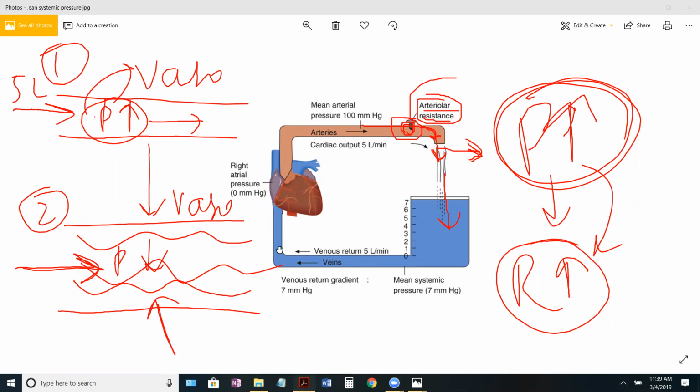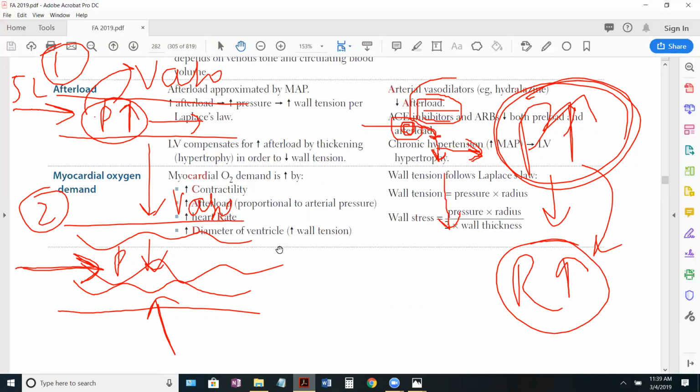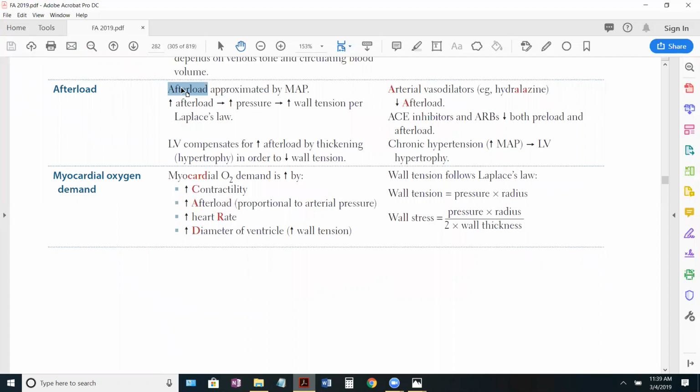So the first line they want to tell you is this, what I just told you. Afterload means the resistance or the load on the heart, and it can be approximated by the pressure in the circulation. So if you have less mean arterial pressure, it means the resistance of the vessel is low. And if the mean arterial pressure is very high, it means the afterload is also high. These two things go hand in hand.